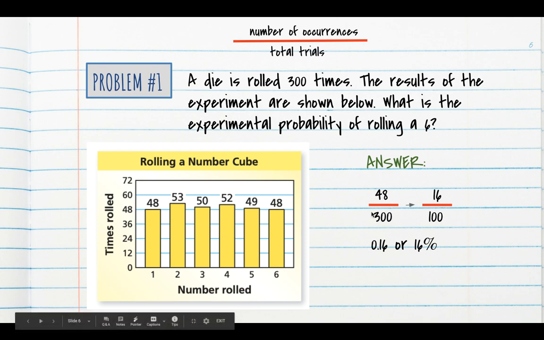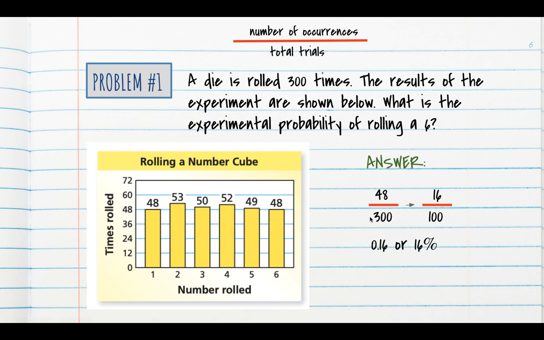You can see we had far more trials, 300 trials compared to the 50 trials, and you can see our percentage was closer to what, in theory, we thought would happen.